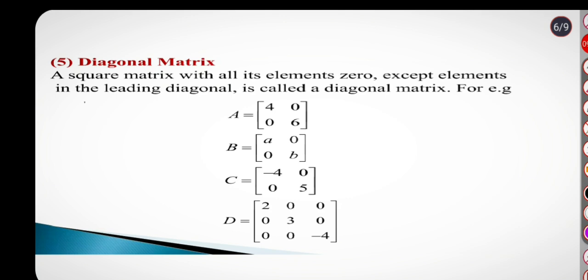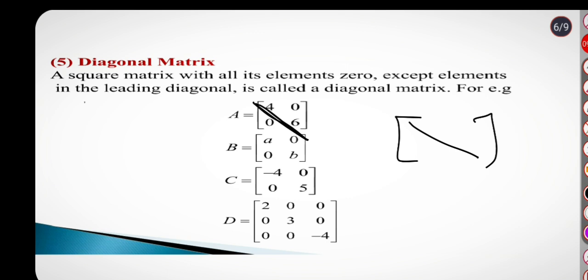Now, next. The fifth type of matrix is the diagonal matrix, which is very important for higher mathematics and for class 11 and 12 matrices. A square matrix with all its elements 0 except the elements in the leading diagonal. Leading diagonal means these elements are non-zero, but all the other elements are 0. So we can say that this is a diagonal matrix.